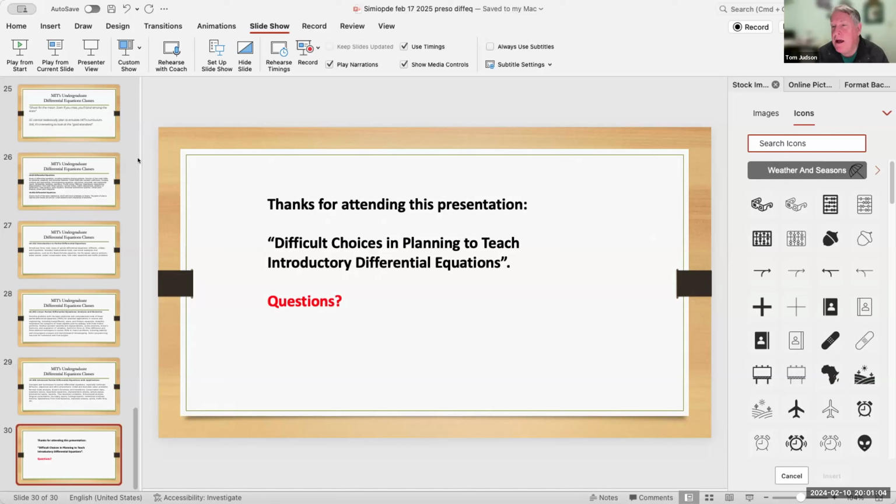Yes. How big are your classes? They're amazingly small, actually. So we've had trouble in recent years getting enough math majors. We used to maybe get 10 or 15 in differential equations classes or even 20, but now our classes are usually 5 to 10 is all.